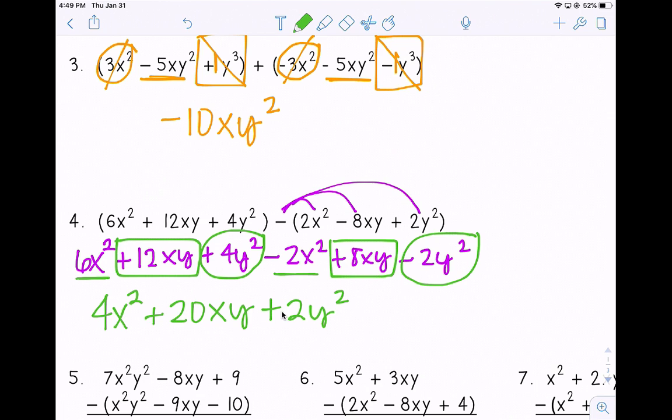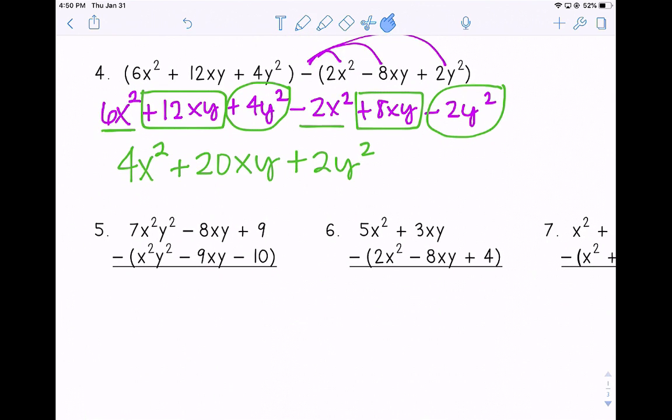We do put it in this order because we put it in alphabetical order first, and these both have an x, so this x has a higher exponent. We call that a degree. So this x has a higher degree than this x does because that x is 1. So 4x squared goes first, then 20xy, then 2y squared. Because this one doesn't have any x's, it goes at the end. If I had another term that had just a y, that would go after y squared, and then constants actually go at the end. So numbers without variables go at the end.